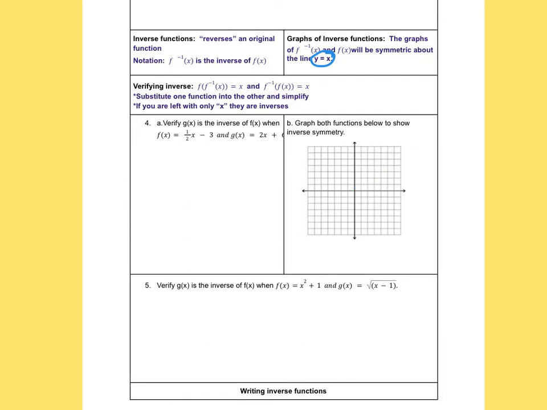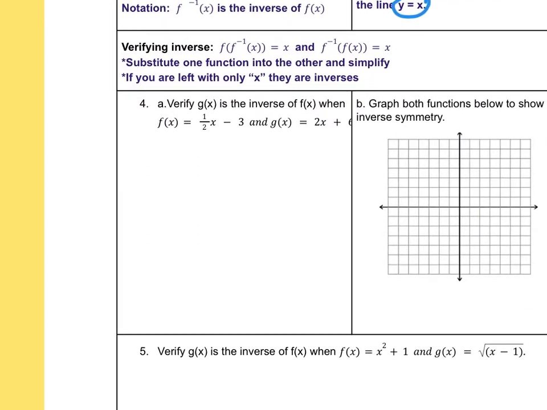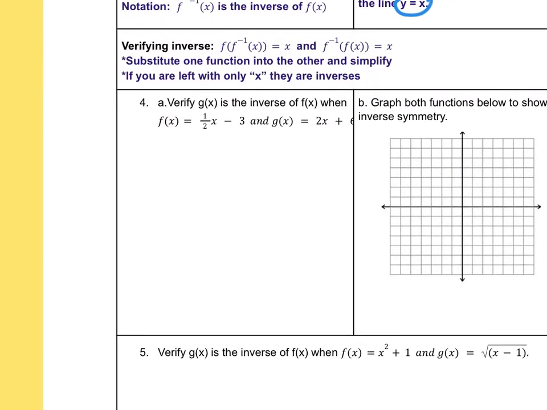I'll erase that just so we can keep going. But verifying the inverses, this isn't too hard, so we'll go ahead and go over how to do this. What you want to do is just substitute one function into the other and simplify. If you're left with just x equals x, that means yep, it's true. These are inverses. So let's go ahead and fix these notes here. So this is 2x plus 6 is what that should say.